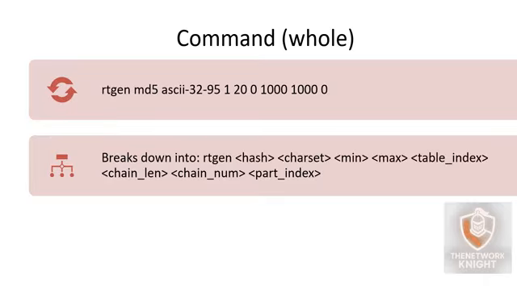All right, so we'll keep repeating that. Here's our command, and it breaks it down. So see the command at the top, and then the breakdown at the bottom. So rtgen there, and then you've got the hash type, which is MD5 in our case. The character set, or the charset, is ASCII-32-95. The minimum is 1 and the maximum is 20. Our table index is 0, that's this 0 here. 1000 is our chain length, and 1000 is our chain number, and then we've got our part index.